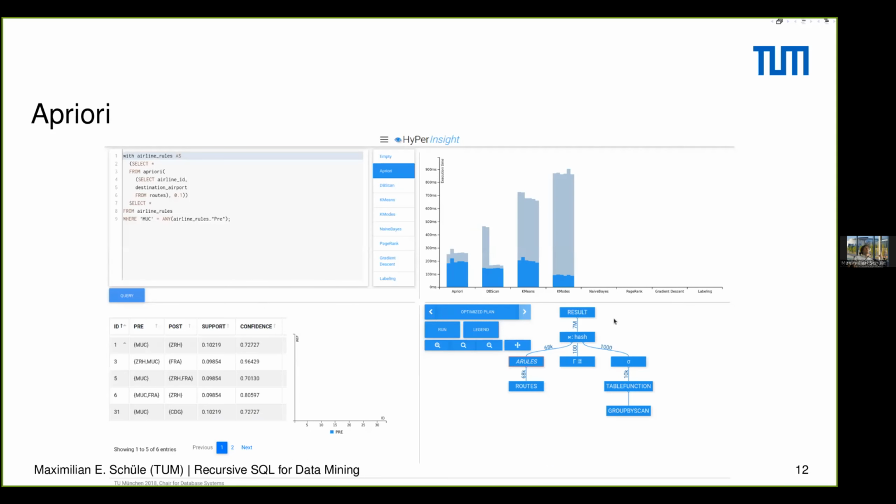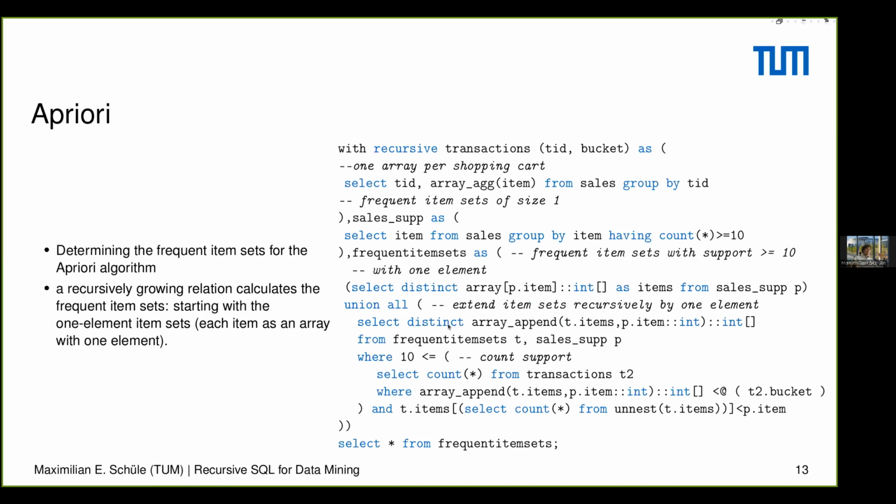Last but not least, I will show you the a priori algorithm. It's for association rule mining. So here we have some precondition and some postcondition, and we also see the support, in how many item sets this item set is included, and we see a confidence, so how confident we can be for this association rule that flights that go to Munich also go to Zurich.